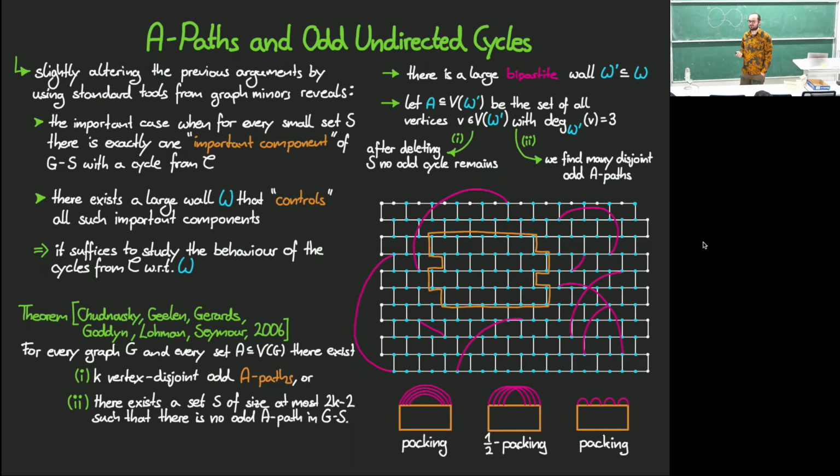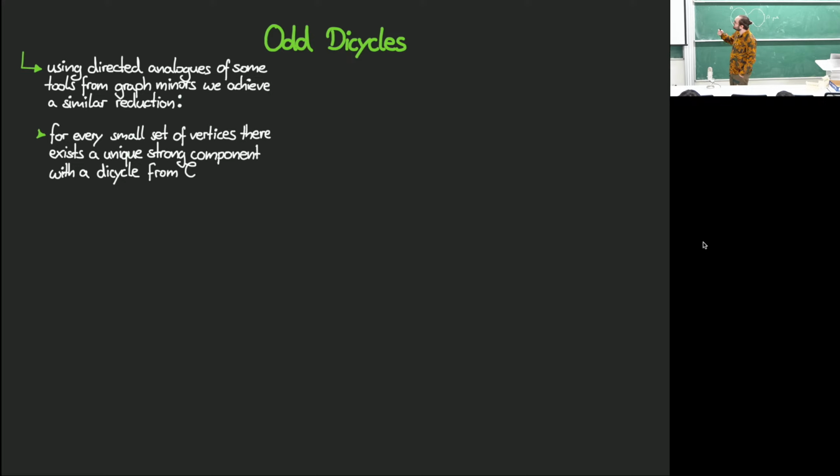So this would be nice to use, no? This entire A-path idea would be great. So here's a problem. What we can do is we can take all of this, what we discussed before, and even this reduction to bounded or unbounded tree width, also in the directed setting.